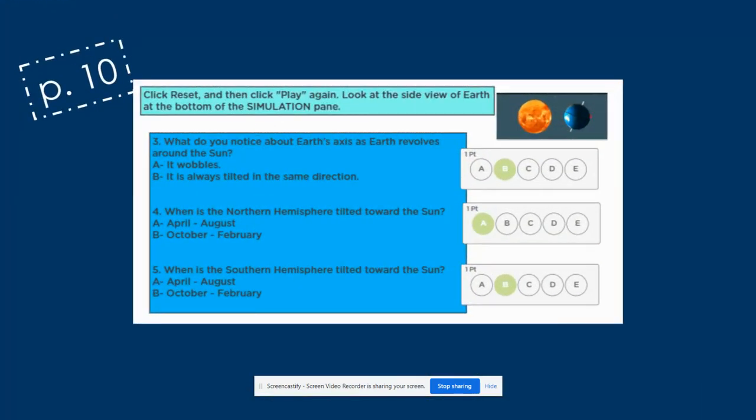Continuing on that page, what do you notice about Earth's axis as it revolves around the sun? See, it's always tilted in the same direction. That would be that 23.5 degree angle tilt. When is the northern hemisphere tilted towards the sun? The answer would be A, in April and August. And when is the southern hemisphere tilted towards the sun? That would be B, from October to February.